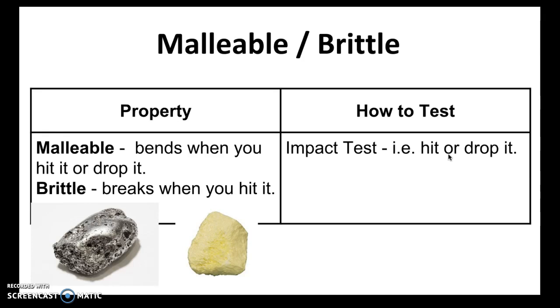Let's move on to the next property, malleable and brittle. Malleable means it bends or it dents when you hit it or drop it, and brittle means it breaks when you hit it. The way that we test that is we will hit it or drop it, and that's called an impact test.